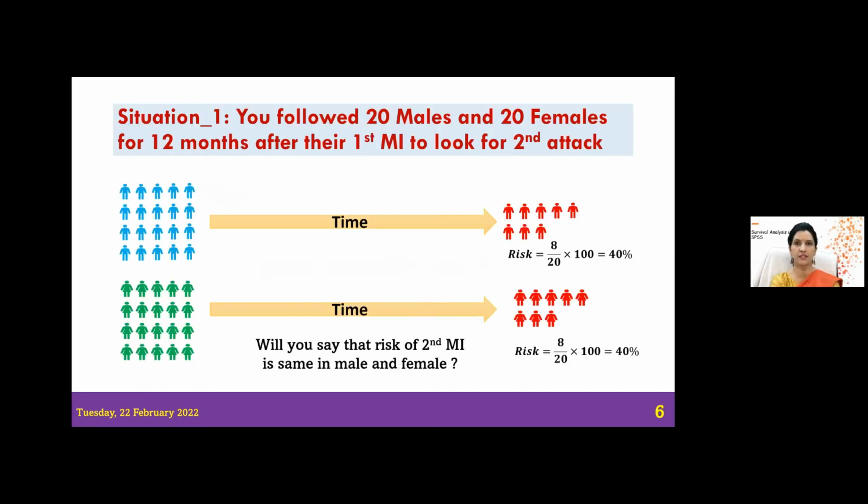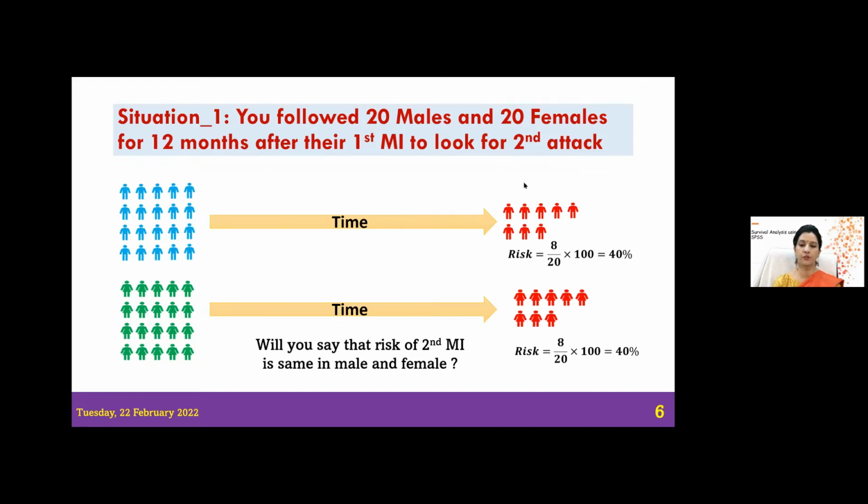So just see this situation first. This is a pool of 20 males and 20 females. And you are following those 20 males and those 20 females for the occurrence of a second attack after their first MI. So this is the time of the follow-up, and the follow-up time is totally 12 months.